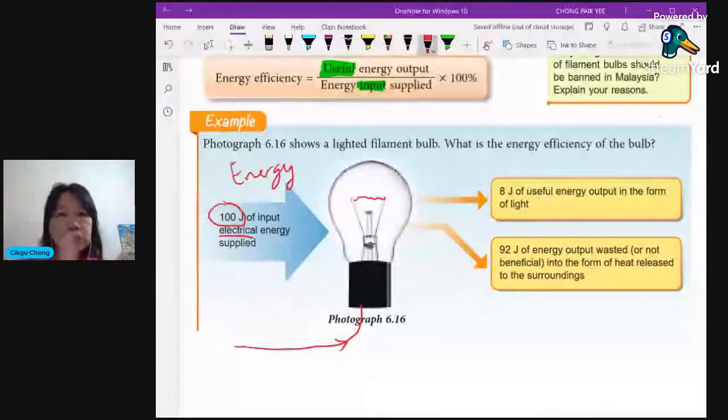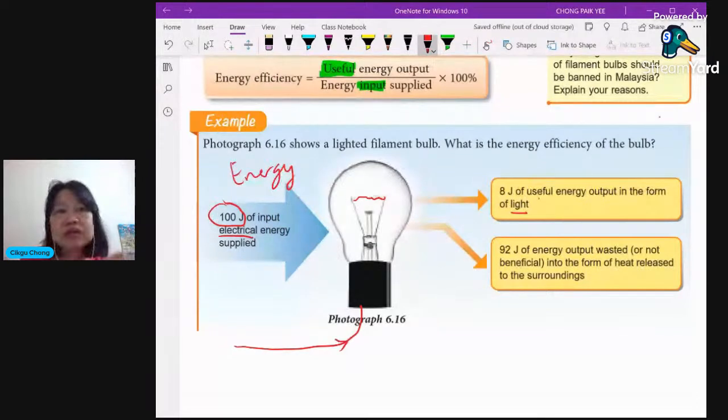What is the job of a bulb? The job of the bulb is to produce light, correct? As you know, common sense. When you want to buy a bulb, what you want is actually the brightness, the light. You do not want the sound. If you want a sound, I wouldn't be buying a bulb. If I want sound, I'll buy a radio, correct? If I want heat, I wouldn't be buying this.